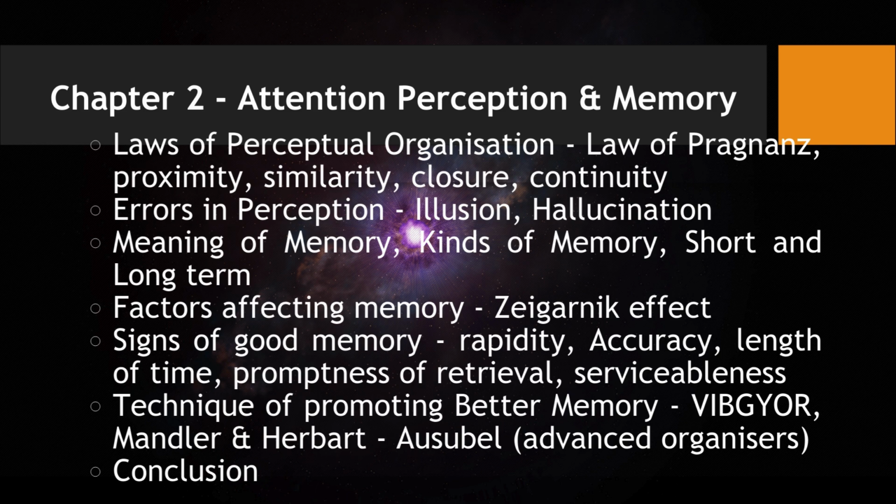Errors in perception: there is illusion and hallucination. Our perception is not always true and accurate. Sometimes errors do creep into our perceptions when our mind wrongly interprets the sensory input, which is otherwise known as illusion.